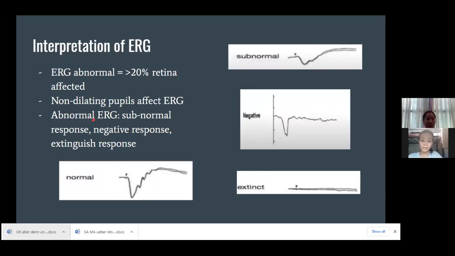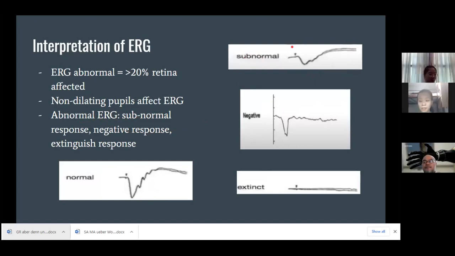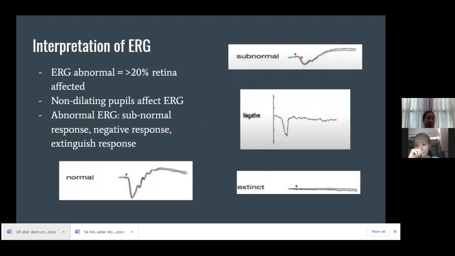And here are the types of abnormal ERG. First is the subnormal ERG. It has a potential of less than 0.08 millivolts, and it means that a large area of the retina doesn't function. Some example cases are early cases of retinitis pigmentosa, retinal detachment, anemia, and others.